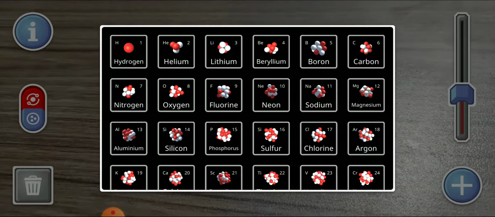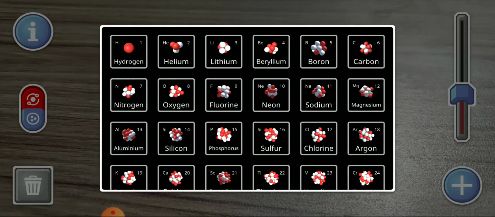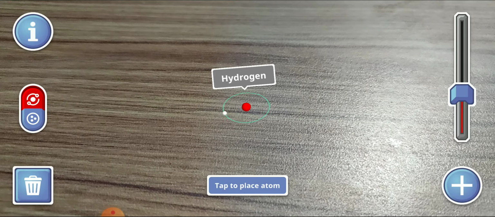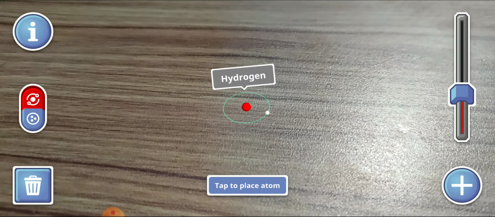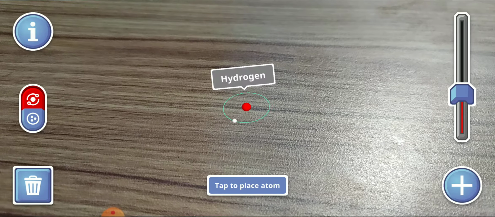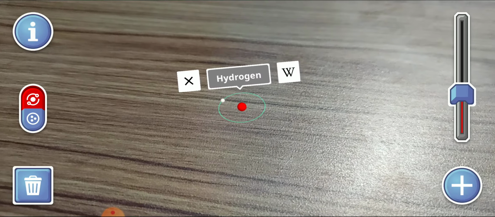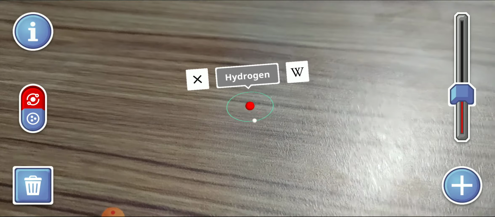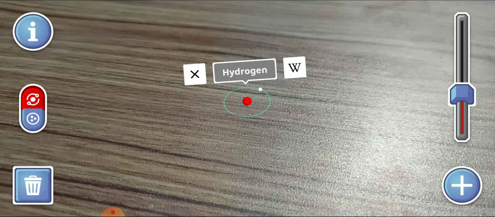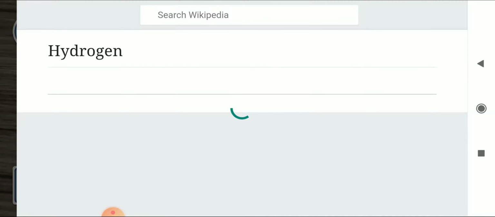Suppose that you are going to teach about hydrogen. The atomic number of hydrogen is 1, and see, it's looking very nice, and you are watching the structure of the hydrogen and how many atoms are present in it. So this is the three-dimensional form. If you touch this W letter, it will give you all details related to hydrogen. So now see what is given. It is just like a Wikipedia for that.